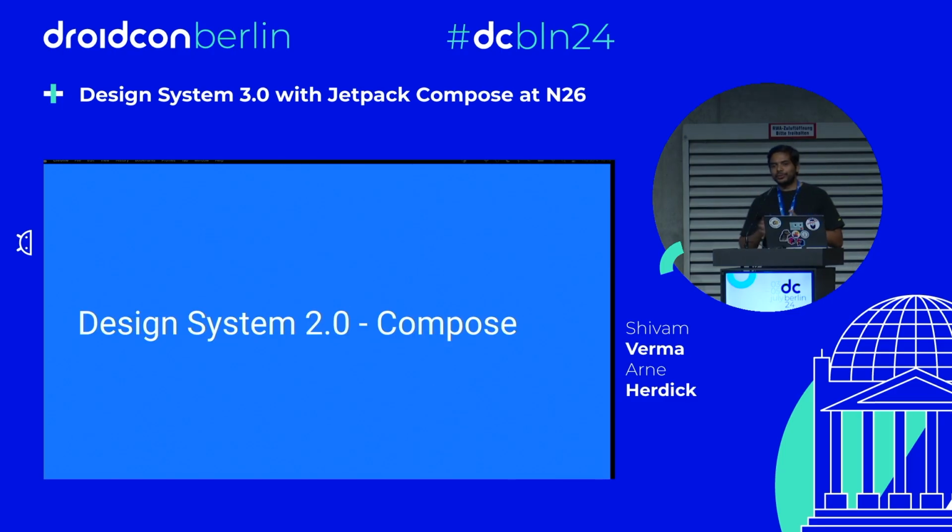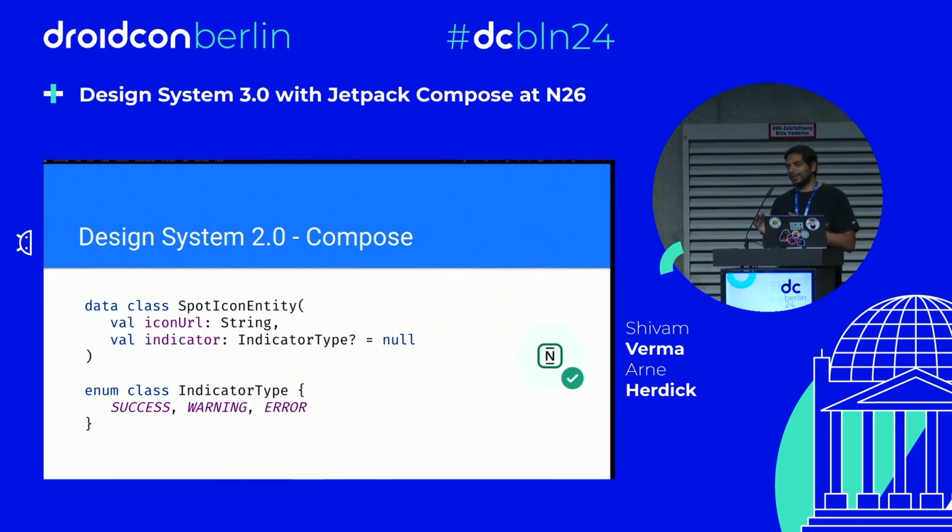So then a couple of years ago, we started looking at the compose implementation of our design system, and this is what our migration looked like. From the spot icon view entity, we started moving to the spot icon entity approach. But the rest of the thing probably feels very familiar. We have the icon URL, we have the indicator type, we have the success, warning, and error states.